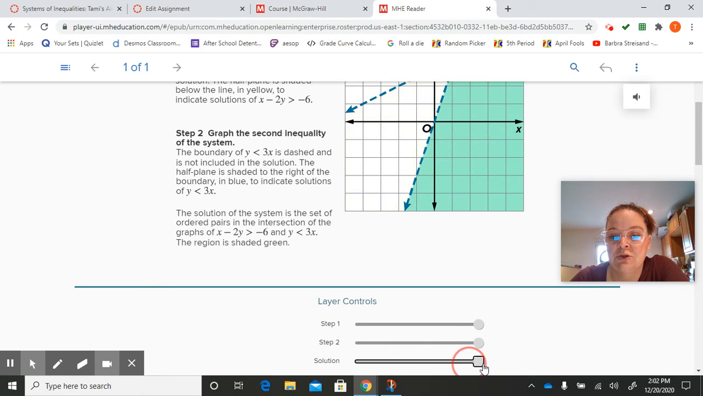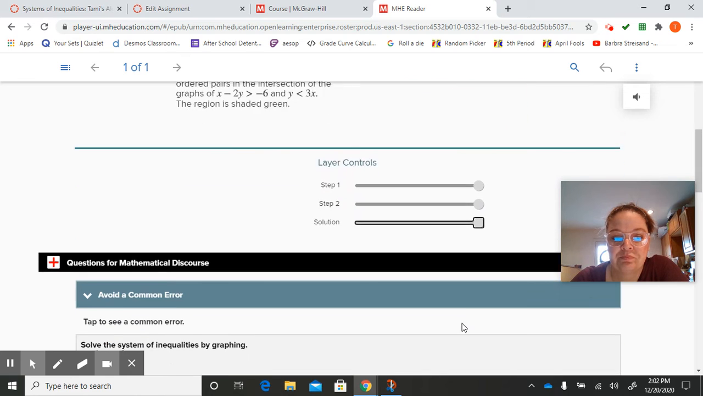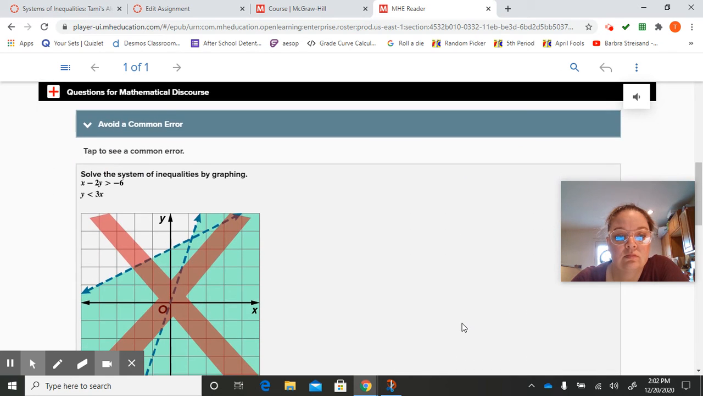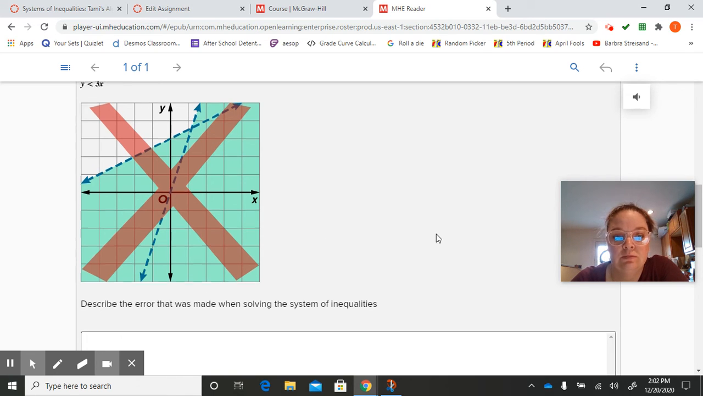So that means that our solution set is everything in that green area where both of the shades are crossing each other. So our solution set is this entire green area. Anything in this area will make the system true. A common error is to include everything in both shaded areas, not just the overlap, right? We only want the overlap.